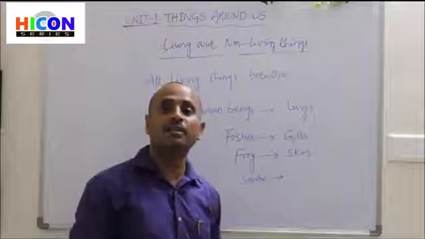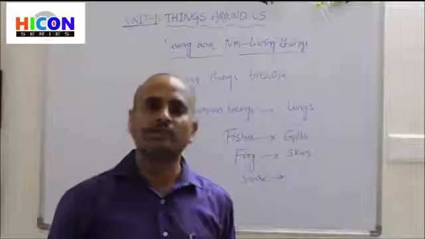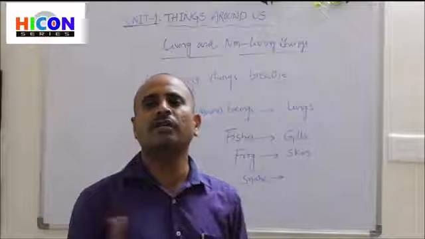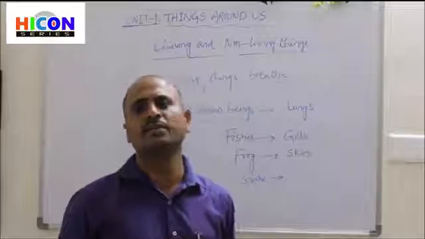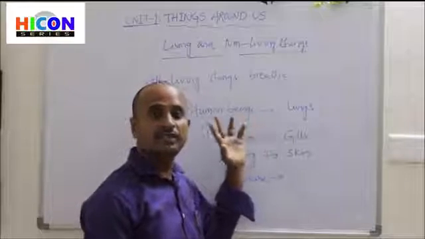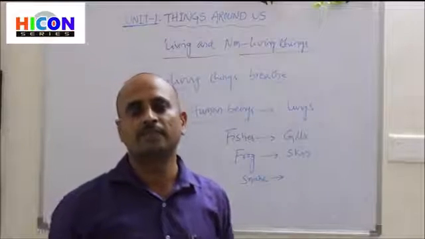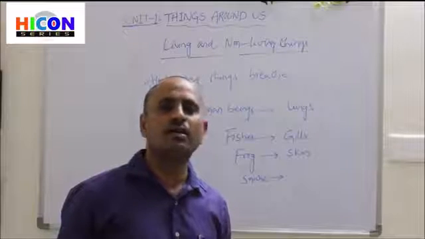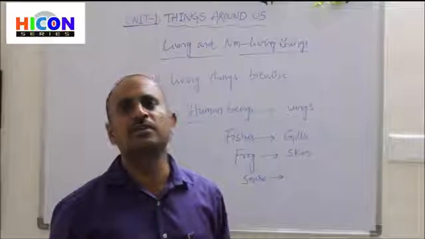Whereas non-living things do not breathe, they do not require oxygen. For example, if you take a pen, it does not breathe and it does not require oxygen. So without oxygen, they can remain so many days or so many years. But in the case of living things, if they do not breathe, they will die immediately within seconds. So the non-living things do not breathe: pen, pencil, car, bus, computer, TV, fridge.